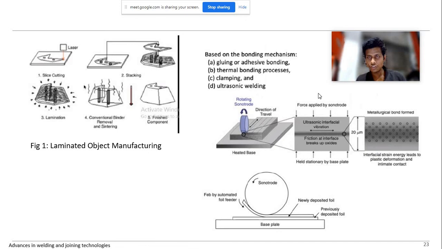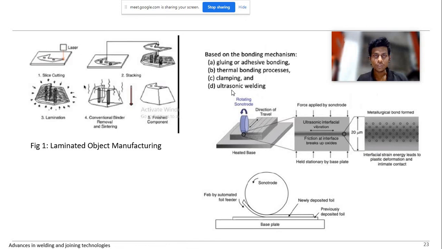Finally, in this figure, ultrasonic welding can be used, and even friction stir additive manufacturing, where a friction stir tool can be used, though it is not mentioned here. So whatever you learned in welding in this course, we can apply to additive manufacturing, which is a booming technology with a large scope, especially in metal additive manufacturing. If you thoroughly understand this process, you can directly correlate these techniques to additive manufacturing.